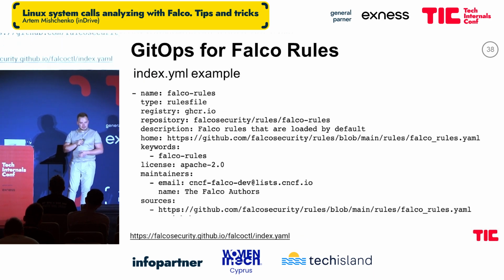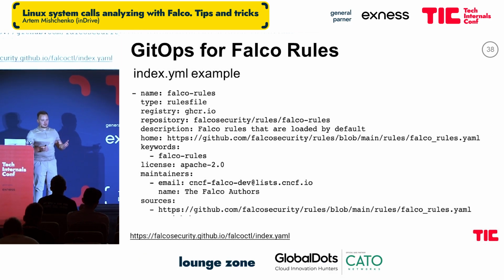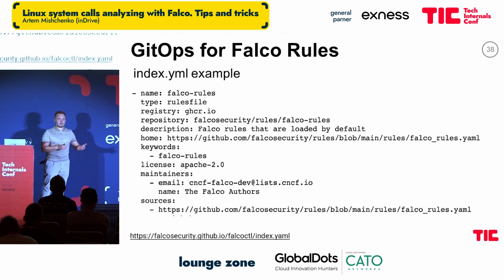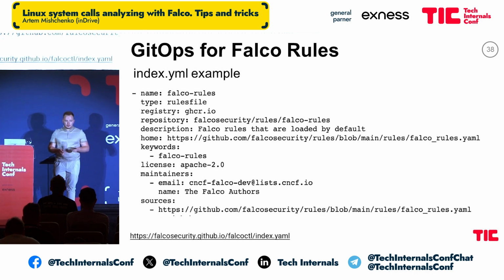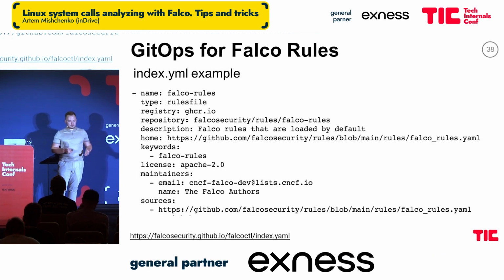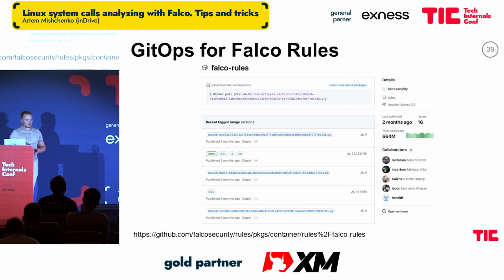Index is just another YAML file. It only contains some metadata about our artifacts, about rules, because artifacts can be not only rules, but also, for example, plugins. We can use the same ability to distribute our plugins, but here this story is about the rules. So it contains only some metadata like registry name, like some path, and so on. And here you can see just an example from guys from Falco. This is their image with the default rules from their repository, and yeah, that's how it looks like.